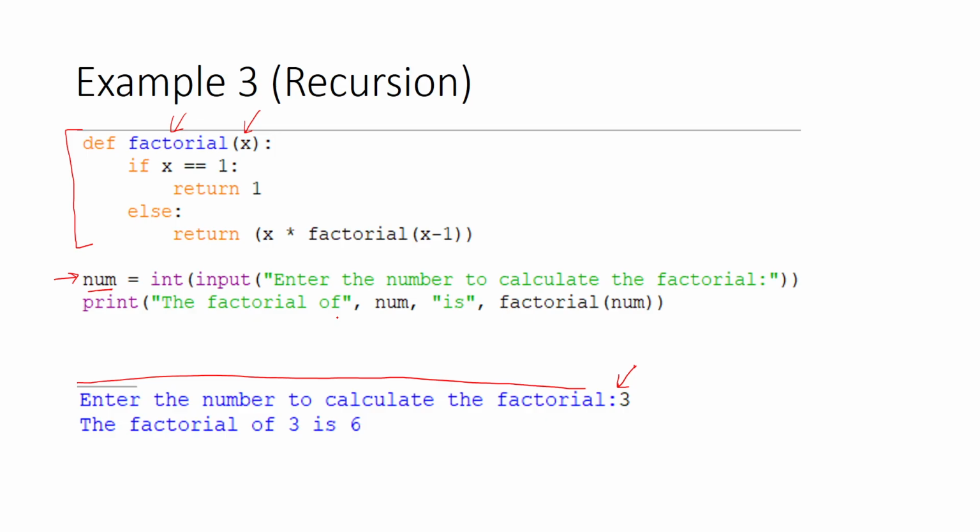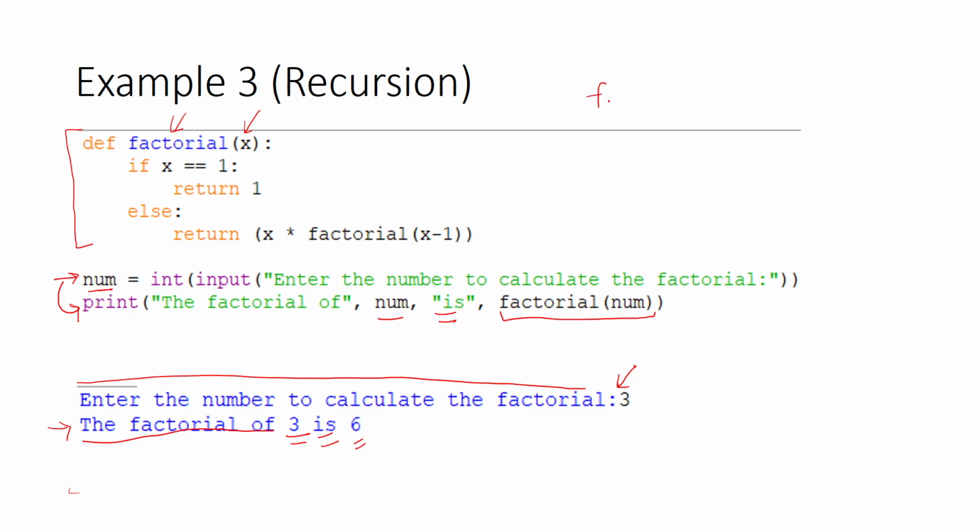Now whenever I have 3, the next line is to print. It says "the factorial of", which is written here, right? Num we have read here, so 3 is also printed here. So this is ready to be printed, but the last thing says to call factorial of num. Until I know the value of factorial 3, I cannot print 6. So we are waiting now. Let us see what will happen.